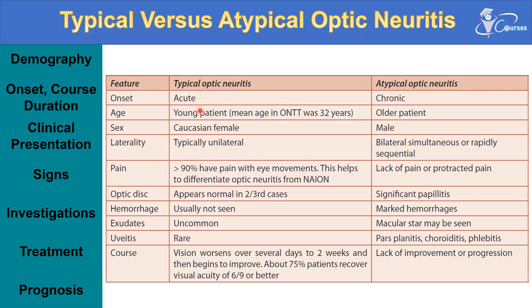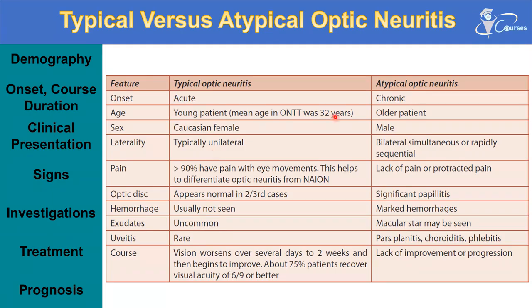Typical optic neuritis tends to present acutely, while the atypical is chronic. In typical, it is young patients, as the mean age in the optic neuritis treatment trial was 32 years. In atypical, it is older patients. In the typical, it is more in Caucasian females, but in the atypical, it is more in males. So everything is different. Laterality for the typical tends to be unilateral. Two thirds of cases are unilateral, as we said.